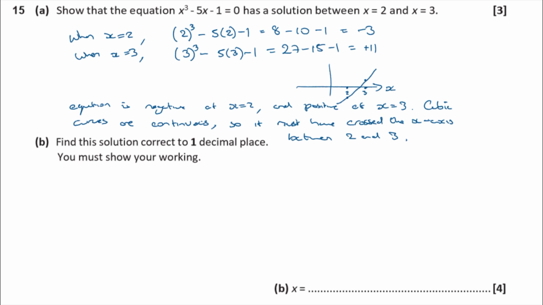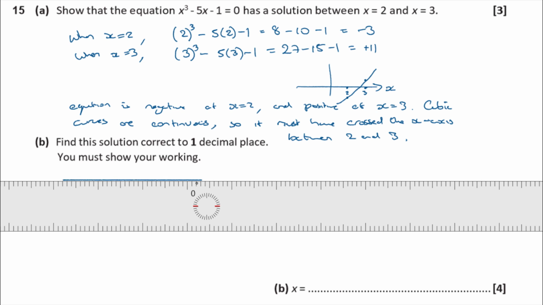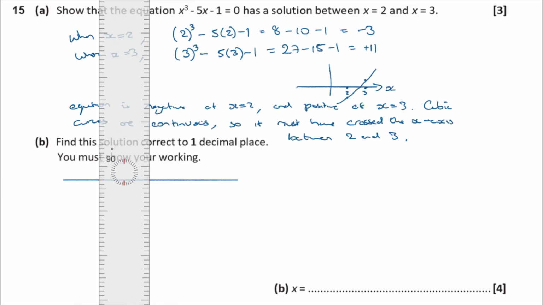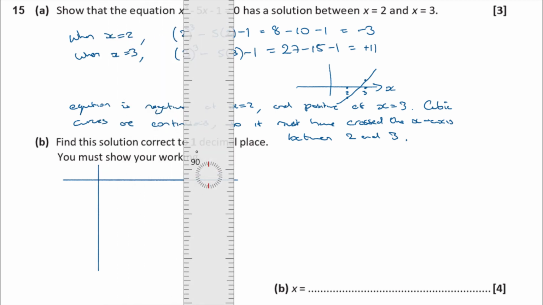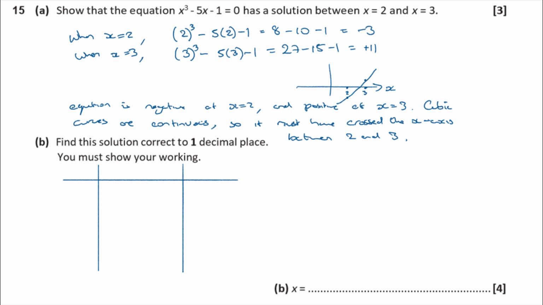Part B says find the solution correct to one decimal place. You must show your working. In order to do this, I'm going to create a little table, with 3 columns. I'm going to have my value of x, and then my value of the formula, x cubed minus 5x minus 1, and whether it's too high or too low. I can just put the sign there, positive or negative, because that way it passes over 0, it's going to change from positive to negative. So I can use that to hunt my value.